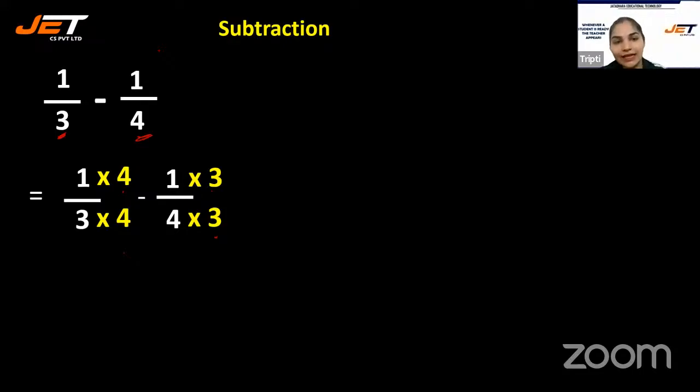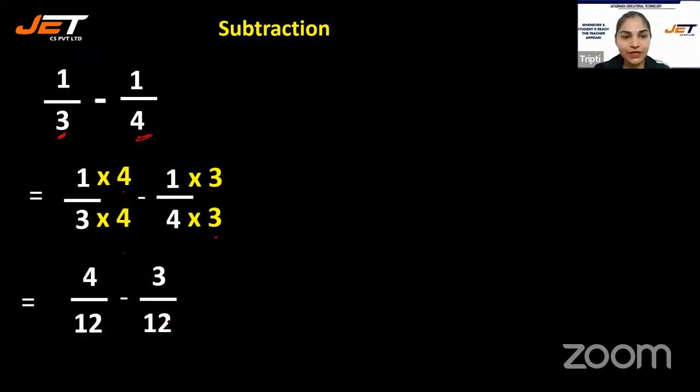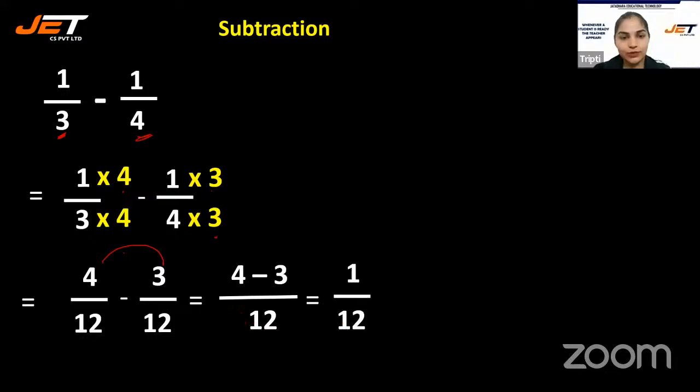Once we are done with that, see here, 1 times 4 is 4, 3 times 4 is 12, 1 times 3 is 3, 4 times 3 is 12. So 4 by 12 minus 3 by 12. 4 minus 3 is 1, 1 by 12.